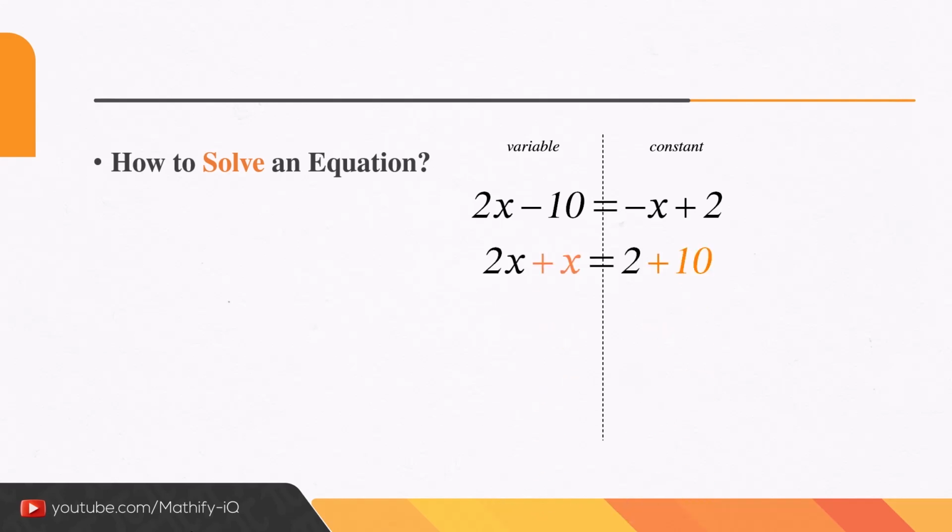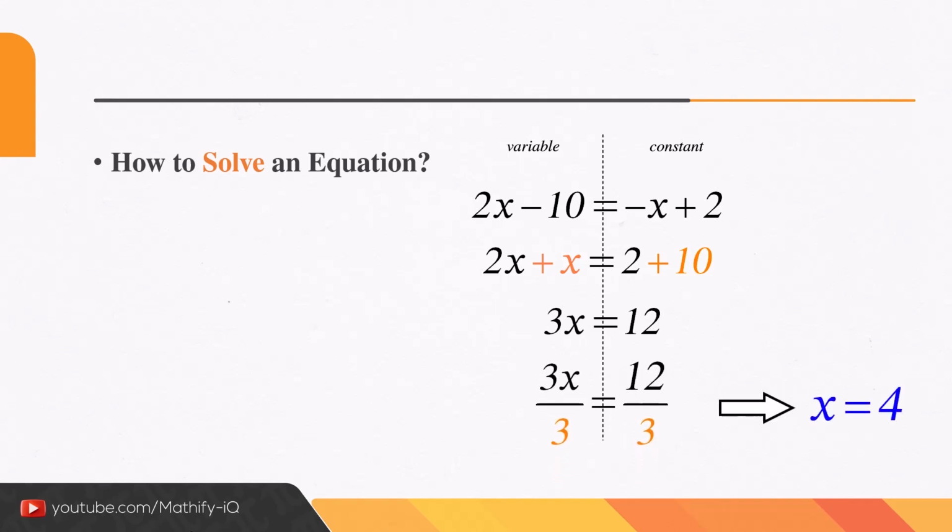After making the necessary changes, our equation becomes 2x plus x equals 2 plus 10. By simplifying both sides, we get 3x equals 12. We're almost there. To find x, we need to make its coefficient equal to 1. Since x is multiplied by 3, we divide both sides by 3. x equals 12 divided by 3, which gives us x equals 4.